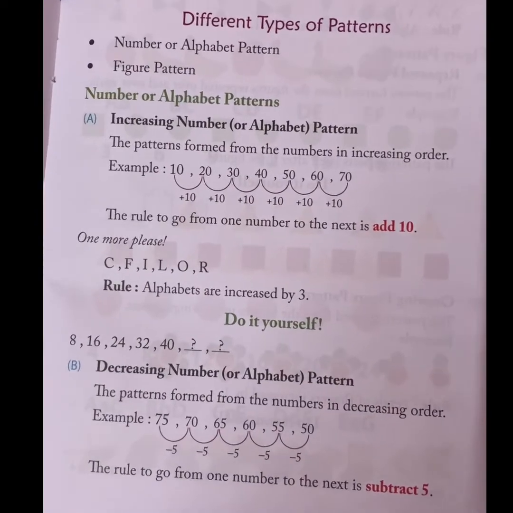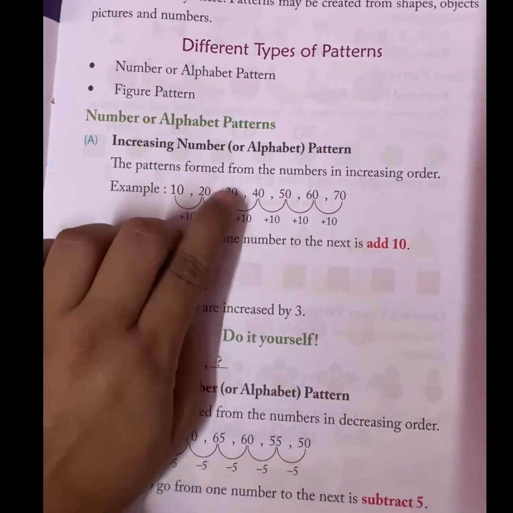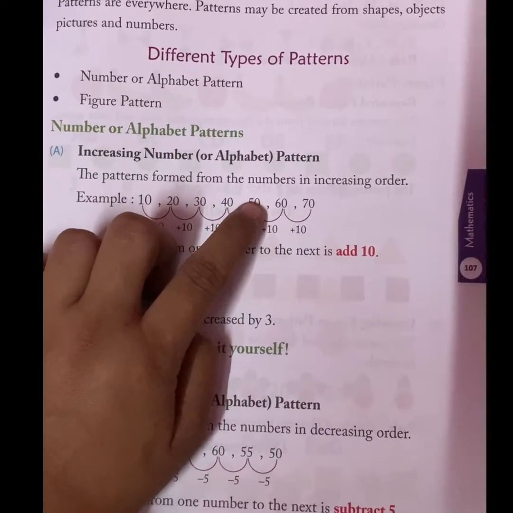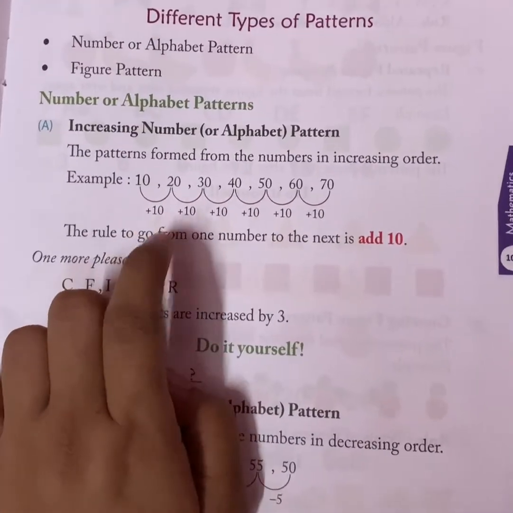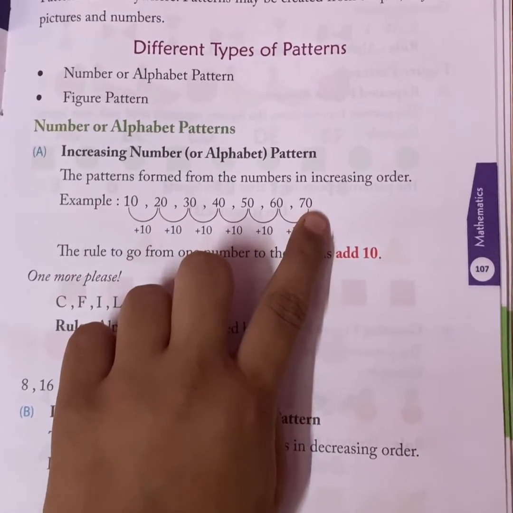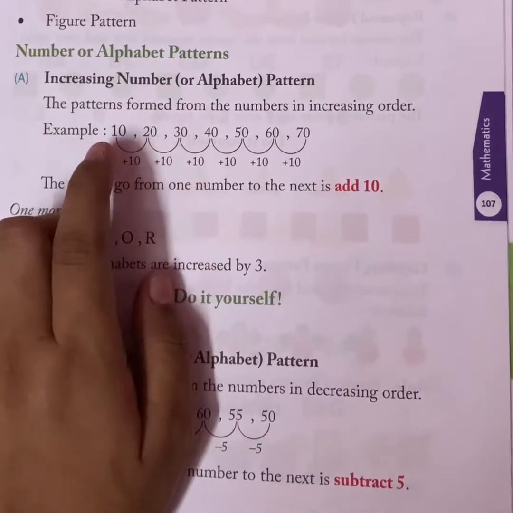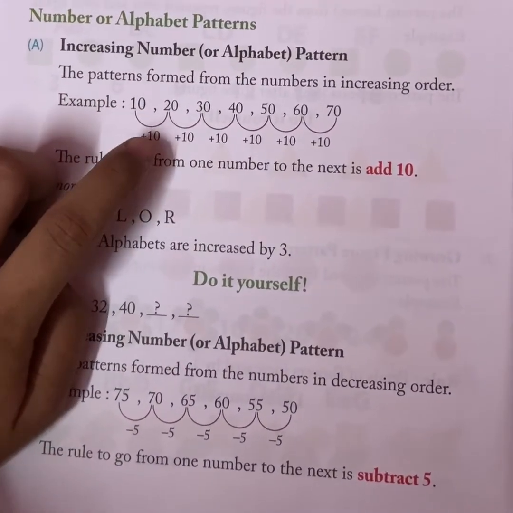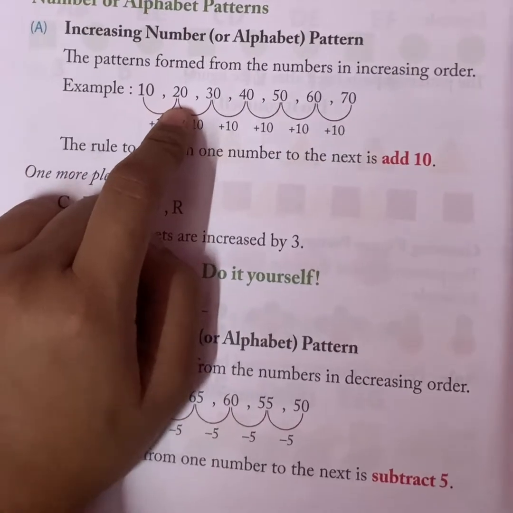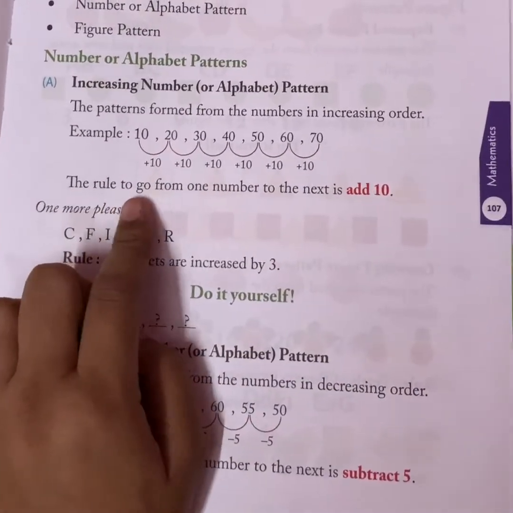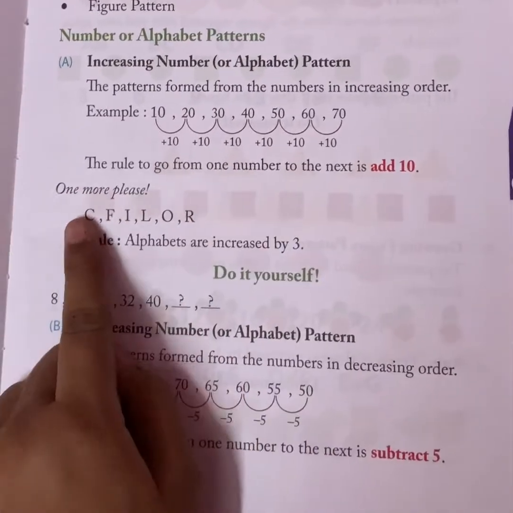Now you can see they have followed a pattern, meaning 10 plus 10, 20, 20 plus 10, 30, 30 plus 10, 40, 40 plus 10, 50, 50 plus 10, 60, 60 plus 10, 70. See, you have added 10 to each number, so they have got another number. Okay, have you understood what they have done? They have added 10 to the previous number and they have got the next number. Very good. So the rule to go from one number to the next number is add 10. Okay, let's take one more example.